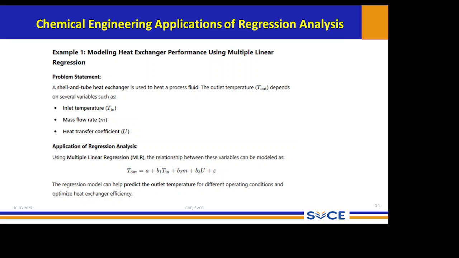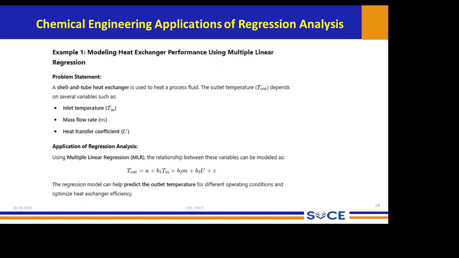One is a heat exchanger, modeling a heat exchanger. For example, I would like to model a shell and tube heat exchanger used to heat a process fluid. The outlet temperature depends on several variables such as input temperature, mass flow rate, and heat transfer coefficient. The outlet temperature does not depend on only one variable, it depends on multiple variables.